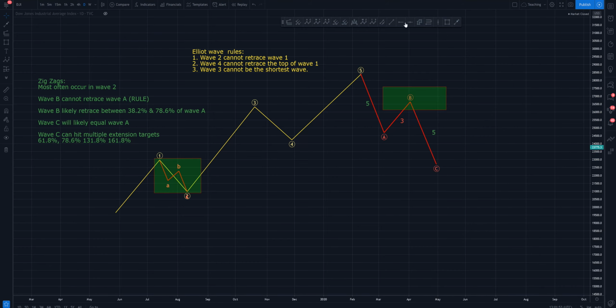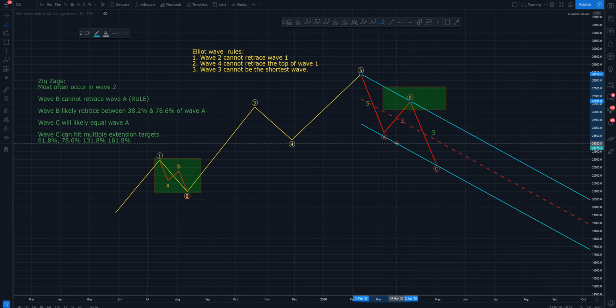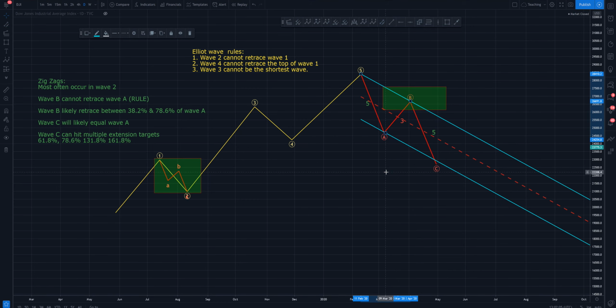There is. Go and get yourself a parallel channel. Click at the start of the A wave, then click at the start of the B wave, at the end of the B wave, move down to the bottom of the A wave and place the channel. Now from this point you can measure the most likely occurrence, which is a 100% extension of the wave A.